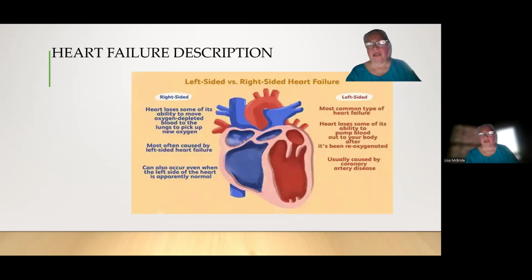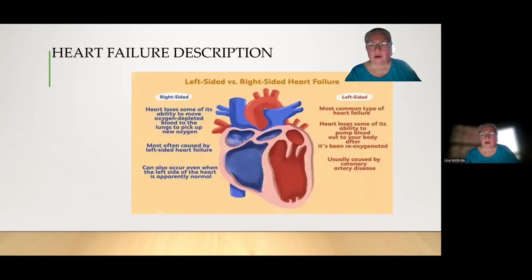Then we have the renin-angiotensin-aldosterone system, the RAAS, that also tries to come into play. It says, okay, let me see if I can't help this. With decreased renal perfusion, it triggers renin to be released, which increases angiotensin 1 and angiotensin 2.